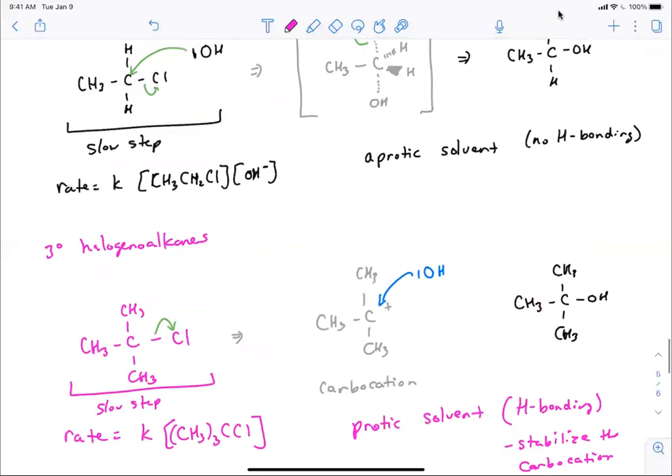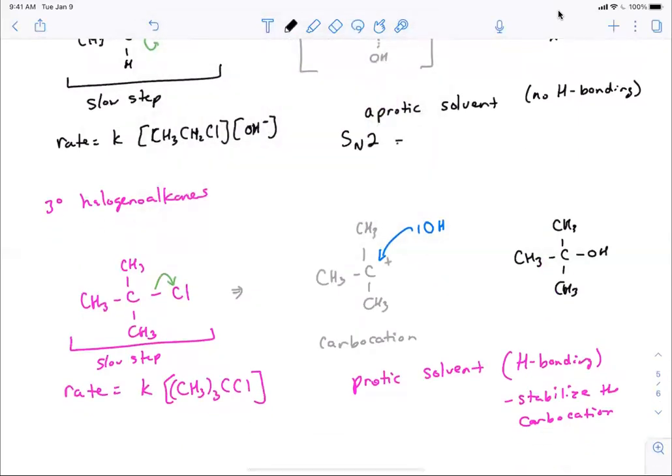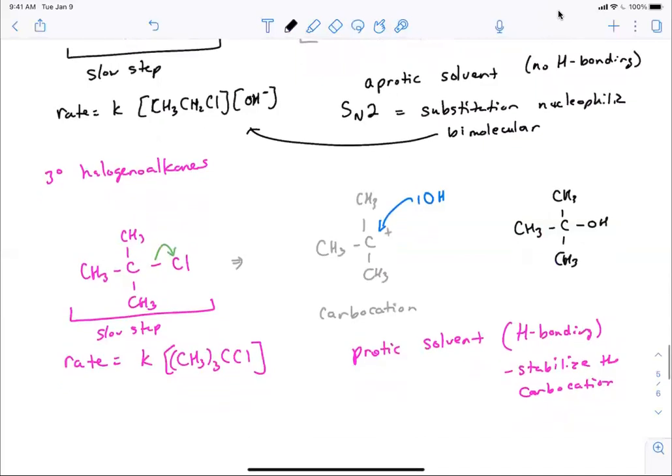And don't forget, I forgot to say this, but SN2 is called substitution nucleophilic bimolecular, because there are two molecules involved in your slow step. And SN1 is substitution nucleophilic unimolecular.